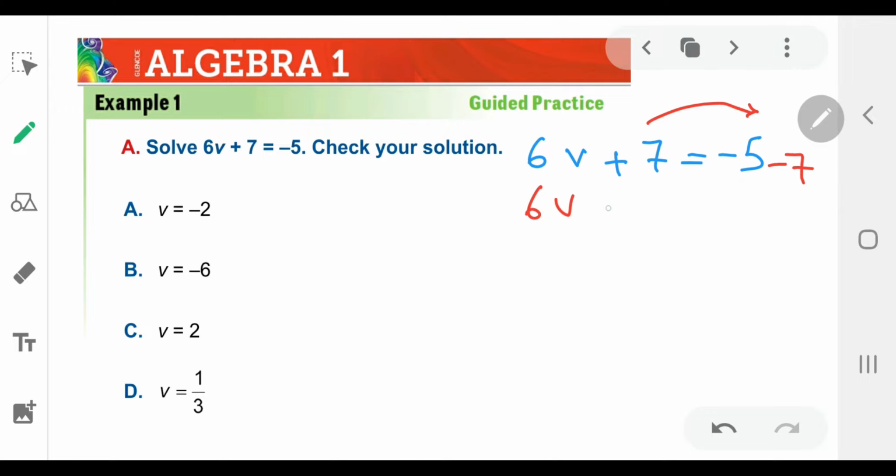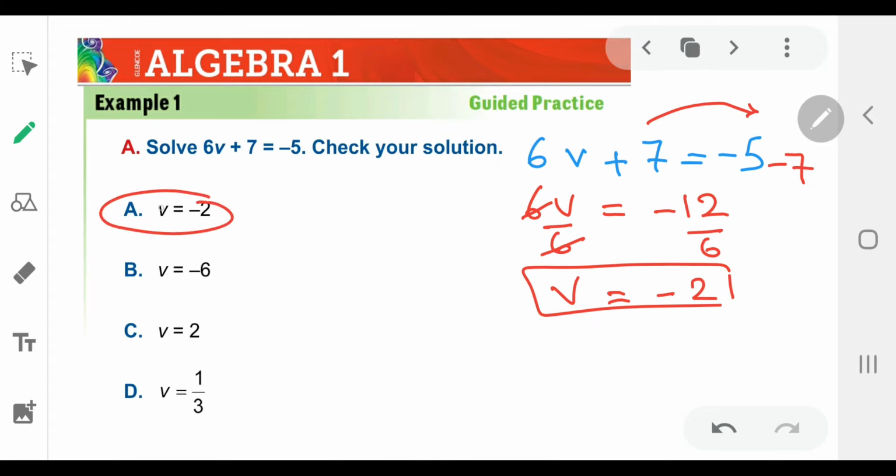So I have 6v totally isolated. Negative 5 minus 7 is negative 12. Now I have to get rid of the 6, so I can divide both sides by 6. So v will be isolated. Negative 12 divided by 6 is negative 2. Here comes the correct answer.